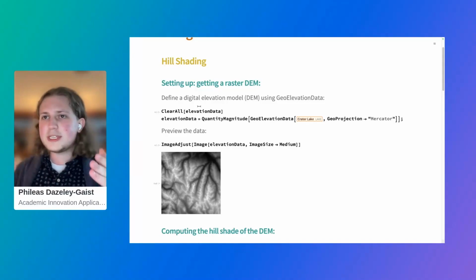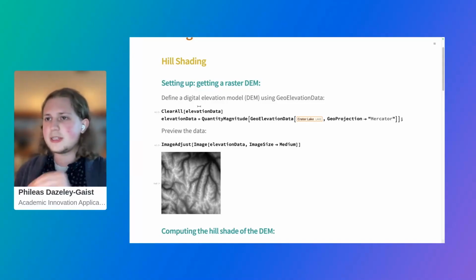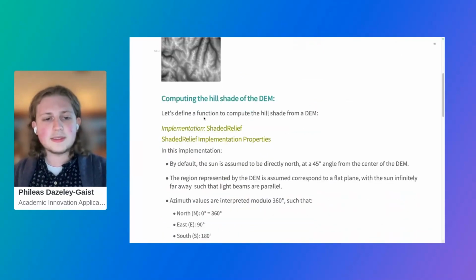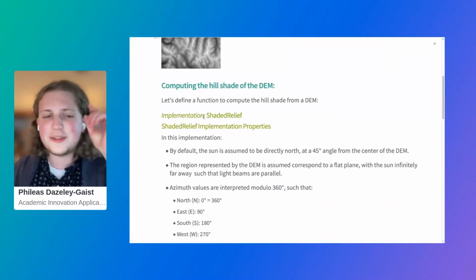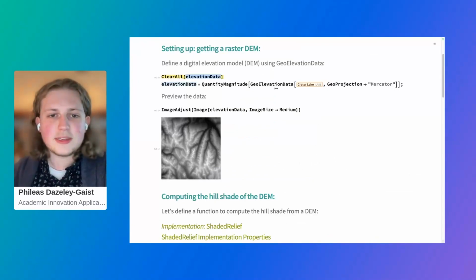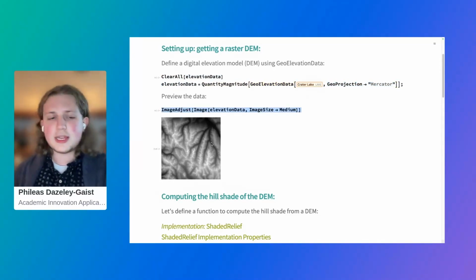We can represent some approximation of the shadows that are cast by the sun at a particular time of day based on its relative orientation to the landscape and its altitude angle, its azimuth, and I forget the exact terminology. So here's the example, right? First, using GeoElevationData, we import some elevation data for Crater Lake in the Mercator projection. We can preview this data by representing it as an image like this.